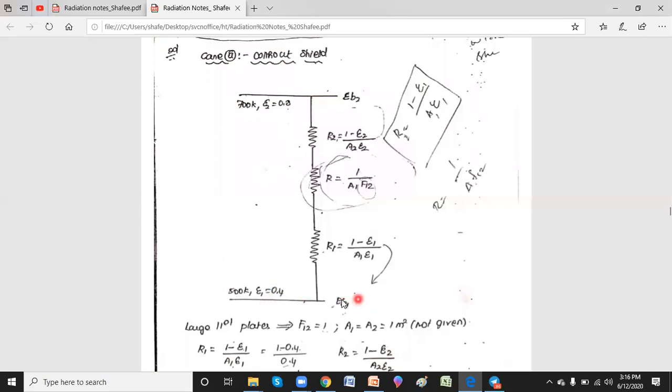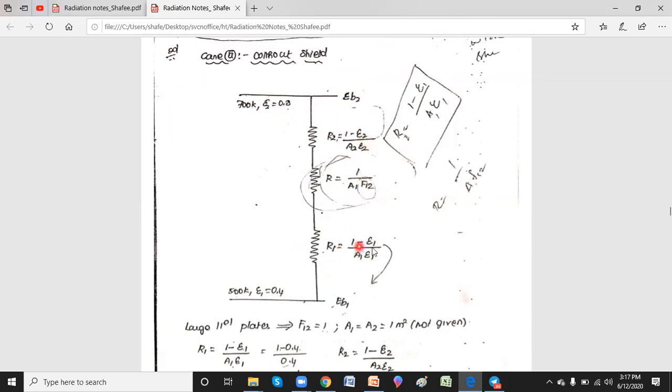This is the first plane. And the second one is 700 Kelvin and emissivity is 0.8. And obviously this is the second plane. This is EB1. This is EB2. So our procedure is to take the resistances. There's the one shape factor resistance and two surface resistances, which is the usual procedure. You just keep it like this.